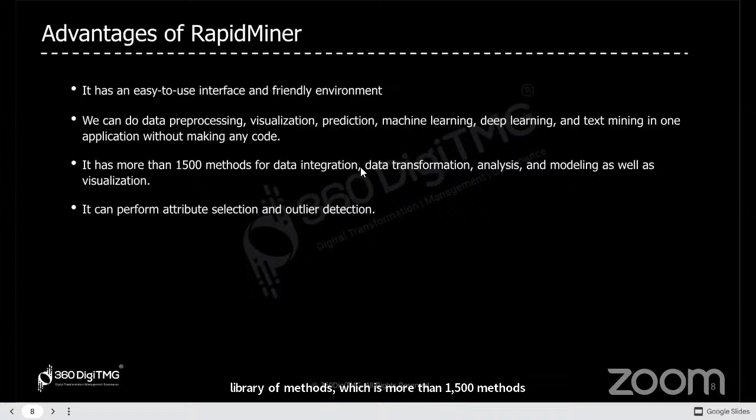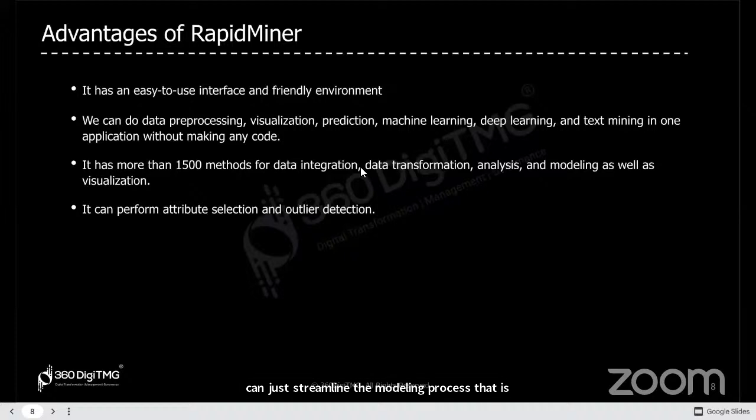And also it can perform attribute selection and outlier detection. So RapidMiner offers features for both attribute selection and outlier detection. You already know what attribute selection and outlier detection are, so I'll just give a brief idea about that. Attribute selection will help you streamline the modeling process by focusing on the most informative features. There are a lot of columns present in your data. We will mostly concentrate on the columns by which we can streamline the modeling process, that is attribute selection.